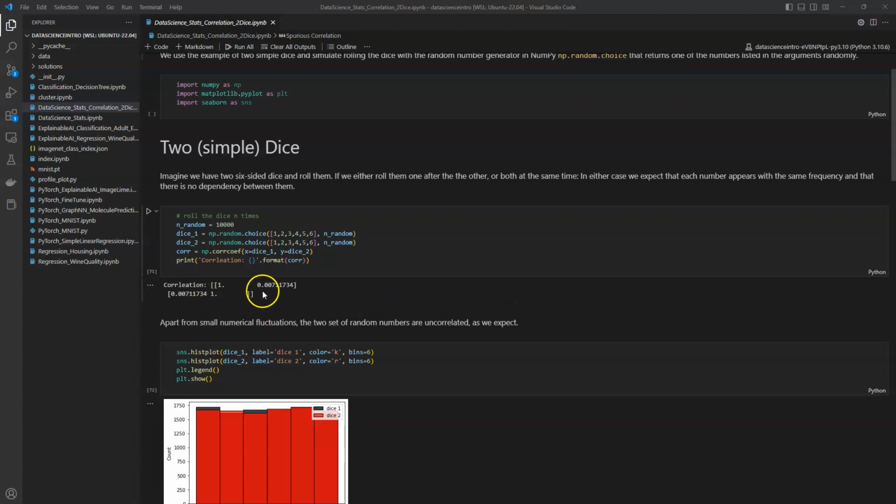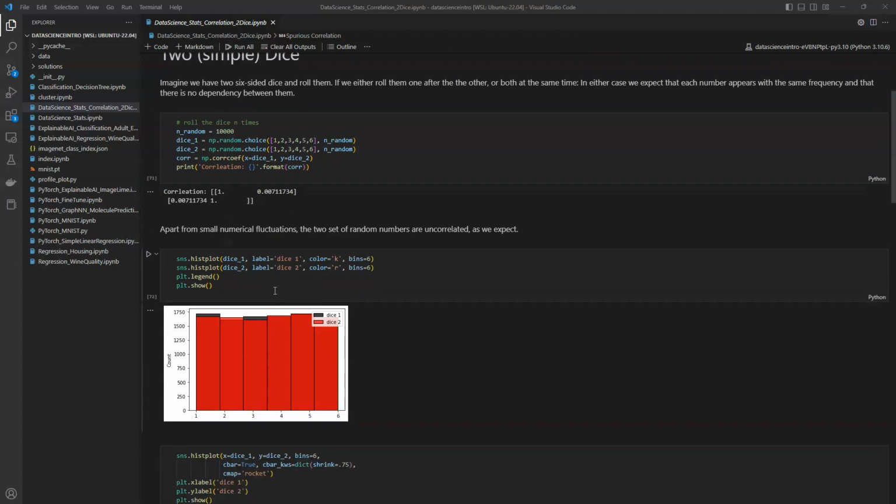So this is what we observe. Here is the correlation between those two numbers, and it's more or less zero. We can also draw a histogram of all the numbers that we have generated. And when we look at the histogram of the numbers, we see that they're fairly uniform. This is what we expect.